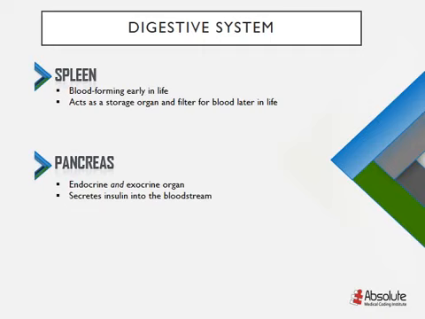Two other organs worth mentioning are the spleen and the pancreas. So the spleen is an organ that's about the size of your clenched fist. It's a purplish wrinkled organ, and it's found in the left upper quadrant of your abdomen between your stomach and your diaphragm. So this mobile lymphatic organ does two things. It's cool. In the beginning of life, it's blood forming. And later in life, it acts as a storage organ and filters blood. So it breaks down the erythrocytes, which is your red blood cells.